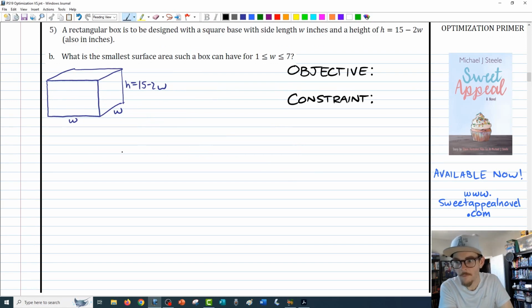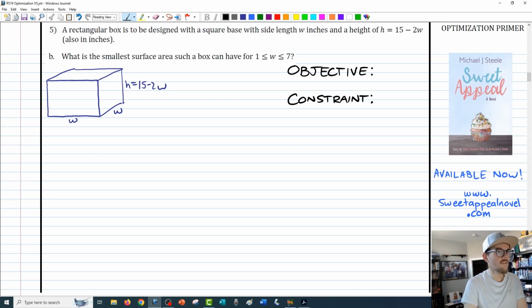Same box as before. This second question is talking about surface area. And I'm going to point out right off the bat that some people might not actually remember formulas for surface area. So I do want to point out, though, that this is asking for the smallest surface area, which means whatever our surface area equation is, it's going to be the objective function. We're going to be trying to make it as small as possible. And then as far as constraints, well, this is sort of silly, but our constraint is the same as it was before. We still are constrained by having h equal 15 minus 2w. There's nothing we can do there.